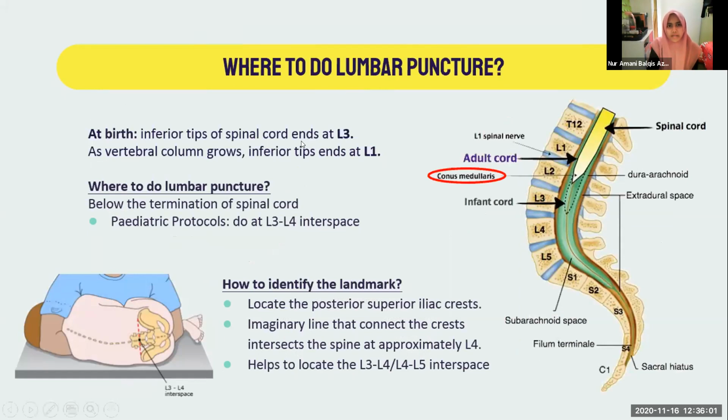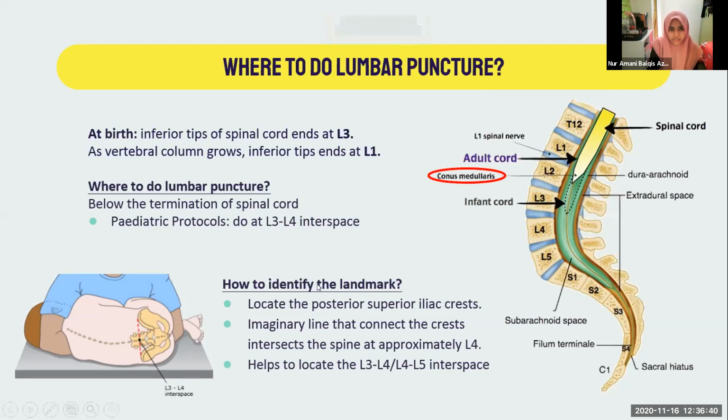Usually at birth, in infants, the inferior tip of the spinal cord, also known as the conus medullaris, ends at the level of L3. However, as we grow up, the vertebral column grows at a faster rate than the spinal cord. So the spinal cord in adults ends at the level of L1. So where to do lumbar puncture? According to pediatric protocols, it is best done at the level of the L3 and L4 interspace.